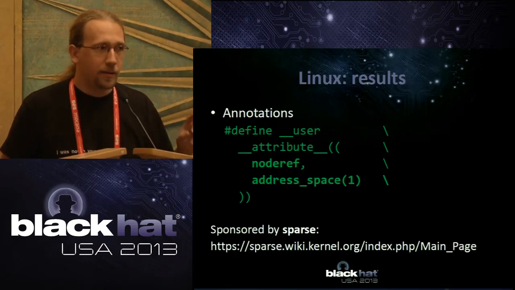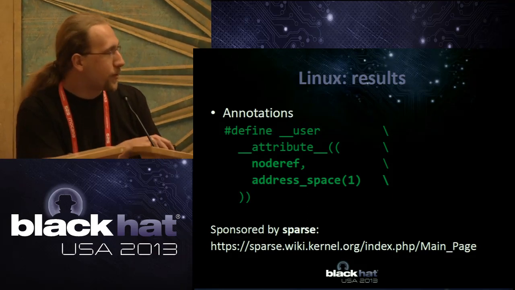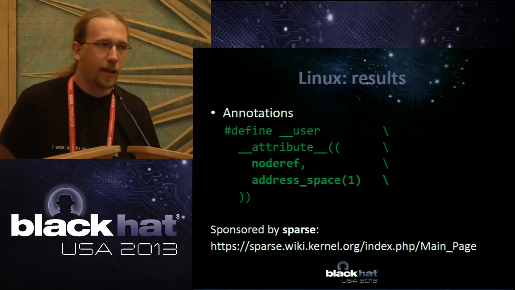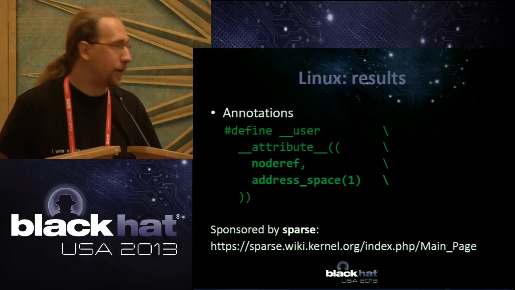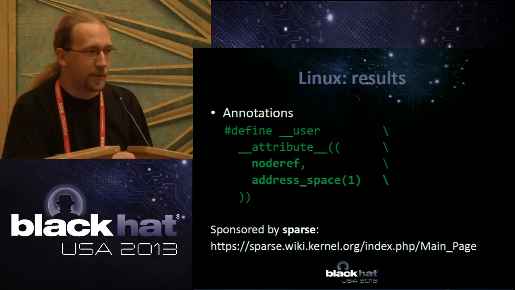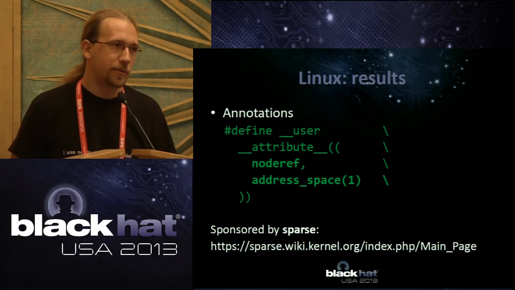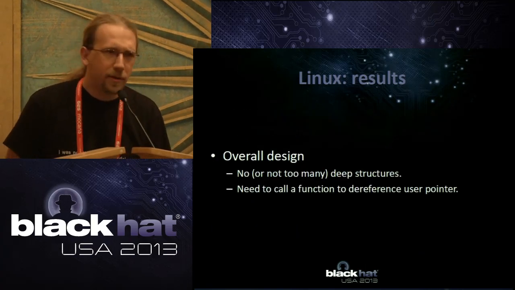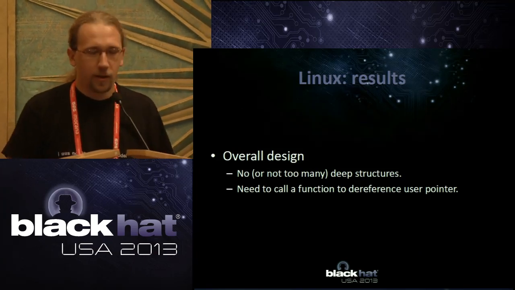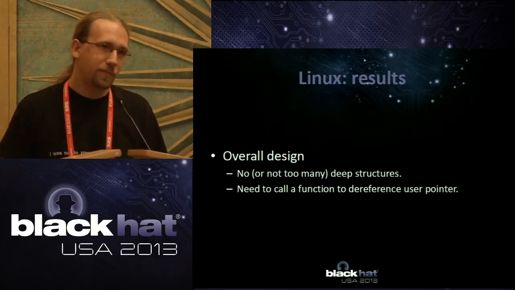The other thing is actually Sparse. Sparse and annotations. So this is a __user annotation for all the input variables and fields and structures that a system call gets from the user memory. And if the variable has an annotation like this, it cannot be dereferenced. A dereference will basically issue a Sparse warning. So this kills most of the bugs, or if not all, I would say. And the third is overall design. I mean, the structures that you pass to the kernel are pretty flat. They don't go deep and deep and deep. They are pretty flat, and this is a good design.